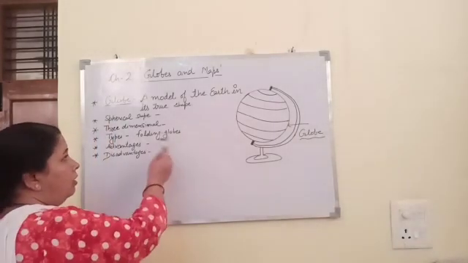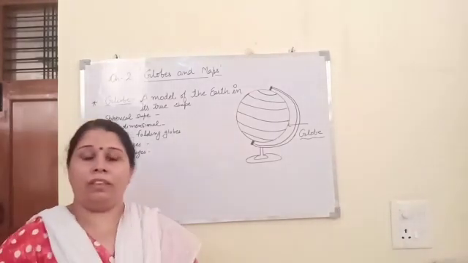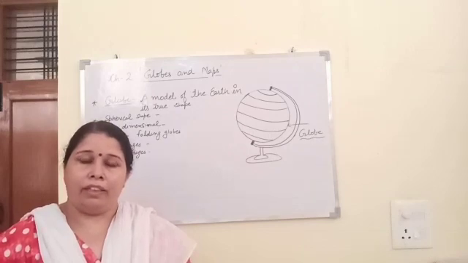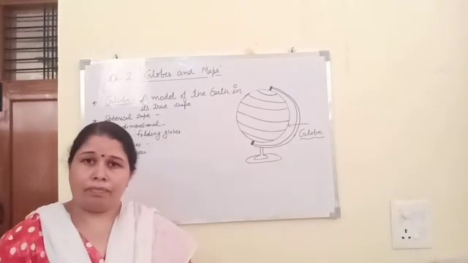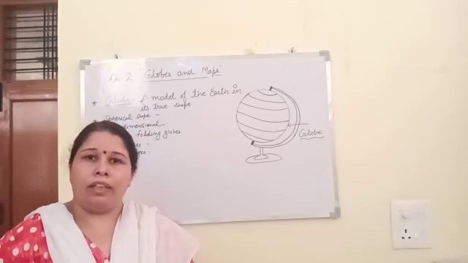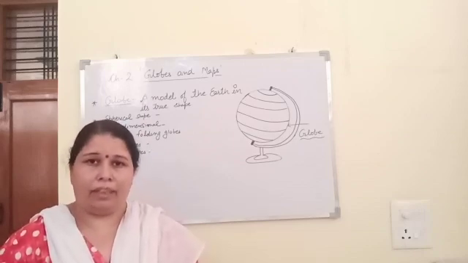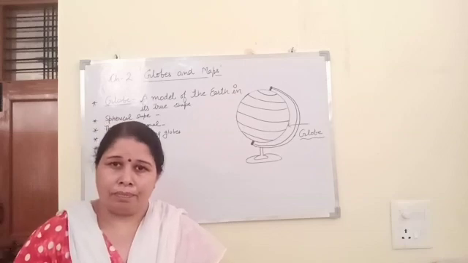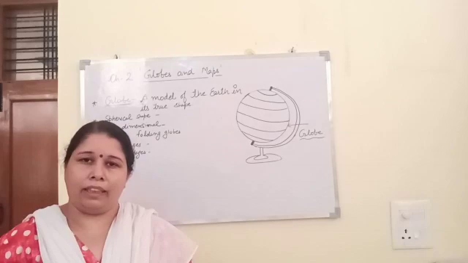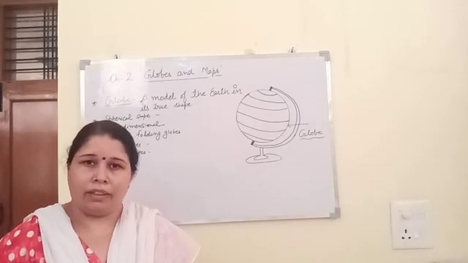How can we use these folding globes? These folding globes can be inflated with air whenever they are required, and when they are not in use, their air can be taken out. So globes are very useful if we want to see earth in its actual shape and size.